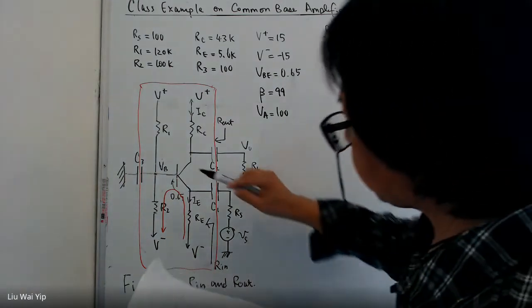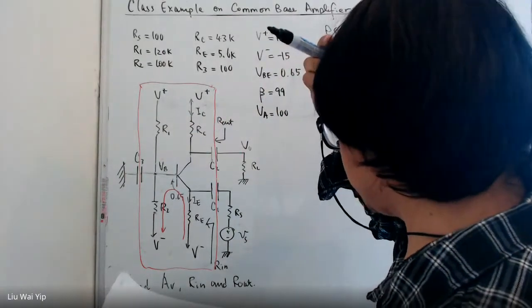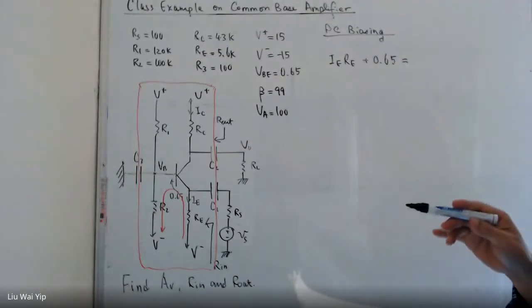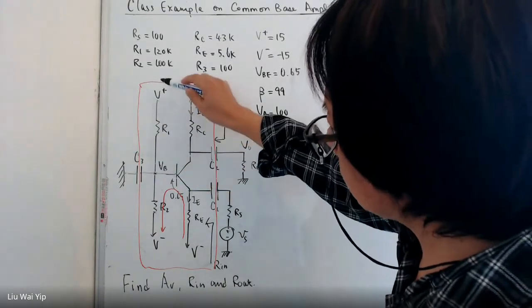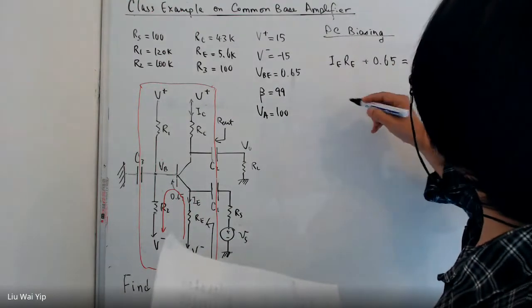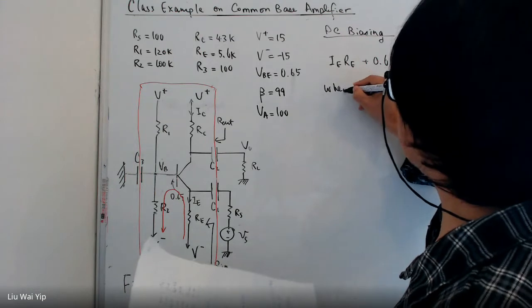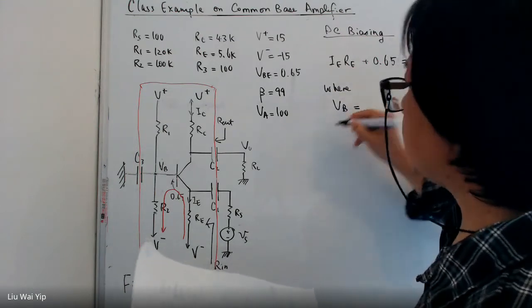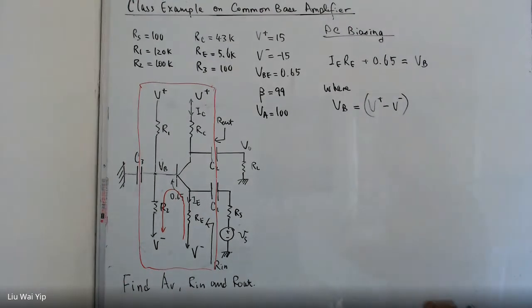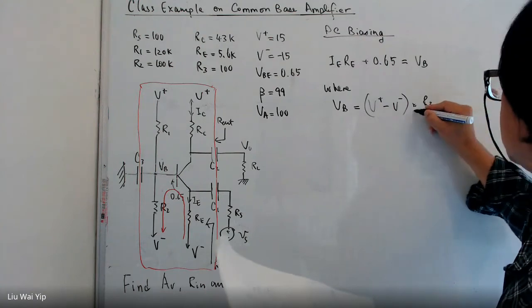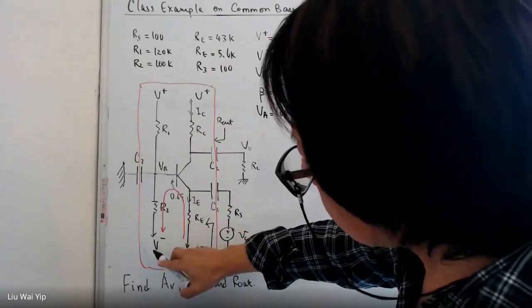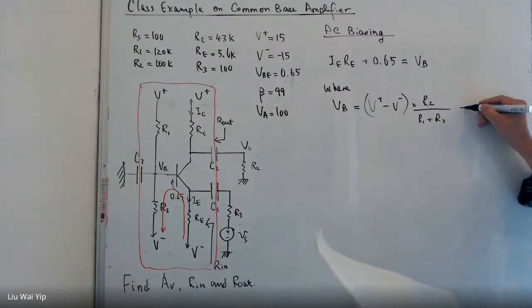But now there are many ways to solve this problem. There are many ways to find VB, and we are going to take the shortcut and approximate. We can view this point as a point in the voltage divider formed by R1 and R2. So as a result, VB should be equal to V plus minus V minus, times R2 divided by R1 plus R2. And do not forget that this is not zero. This is V minus. So we need to do this.